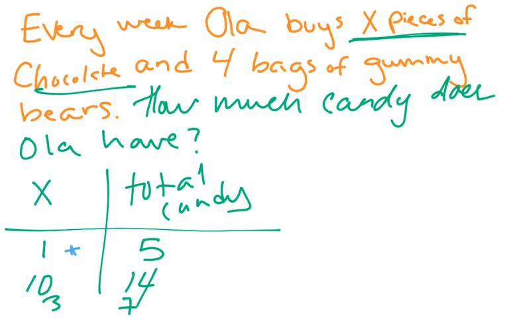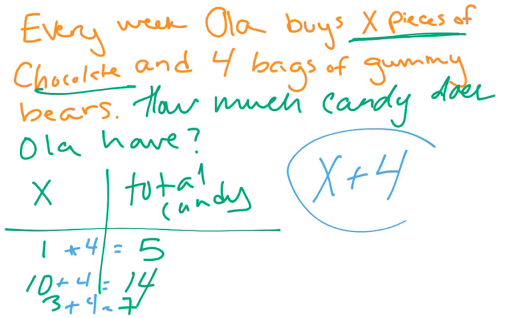Here we can see this is going to be an additive relationship. We are adding plus 4 to each of these. So our expression would be x plus 4. That would give you the total number of pieces of candy. Those are a few examples of writing algebraic expressions.